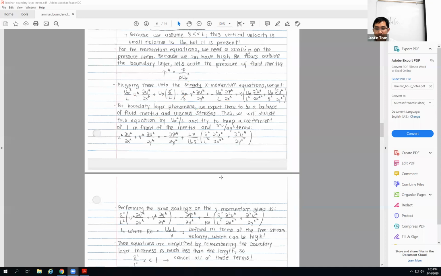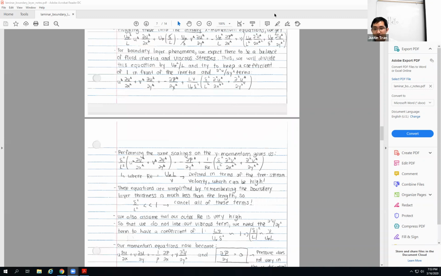And so you can simplify this a bit. If you define the Reynolds number to be U infinity L over nu, then you can replace this situation here by this one right here. Once you get the equation in this form, you can simplify it even further by remembering that the boundary layer thickness is really, really small. But we're also going to assume that the Reynolds number is really, really high, because remember, we have really high flow outside our boundary layer. So when we have really high flow, the Reynolds number is going to be really high.